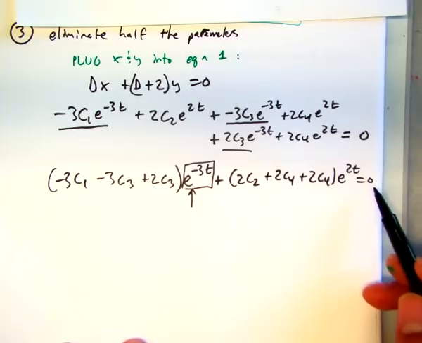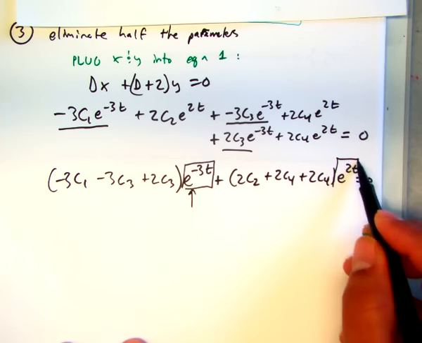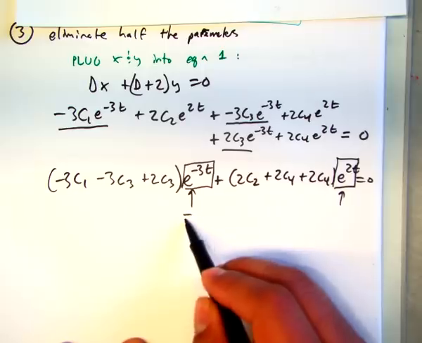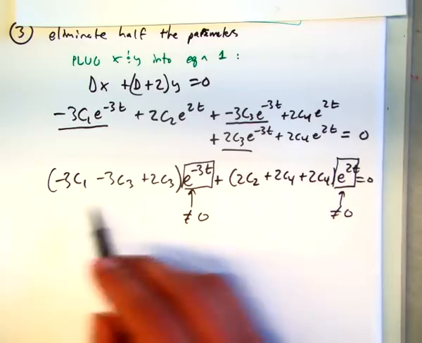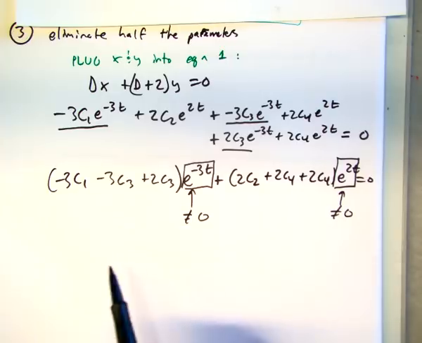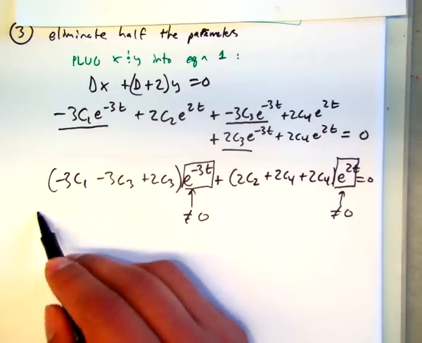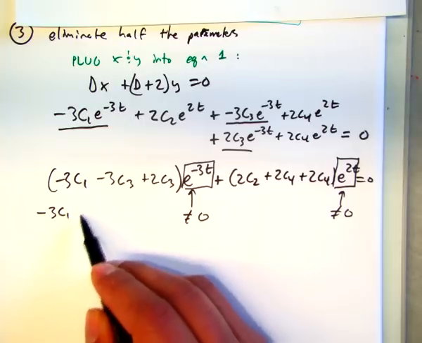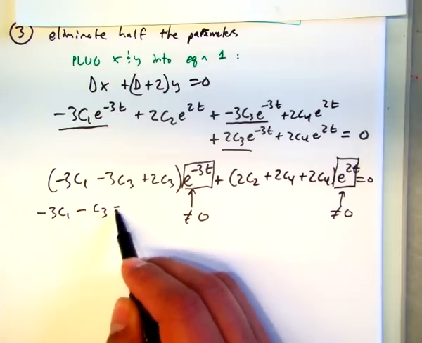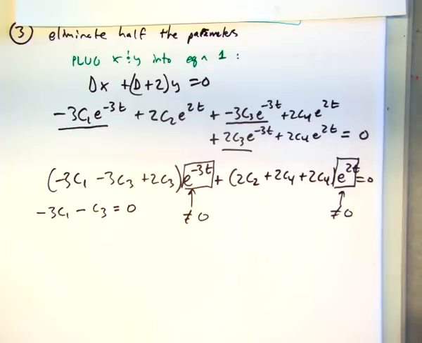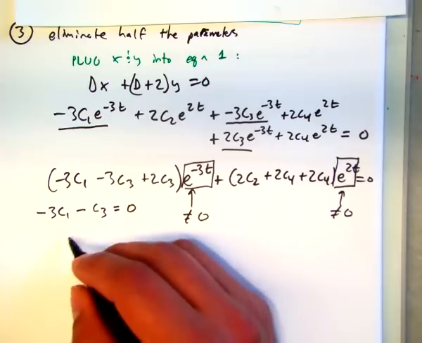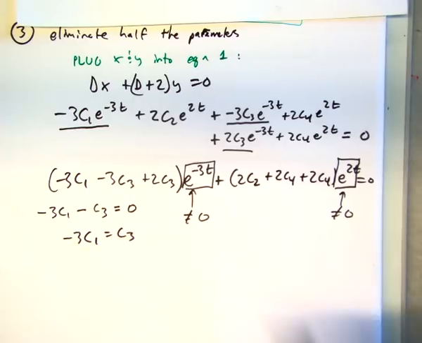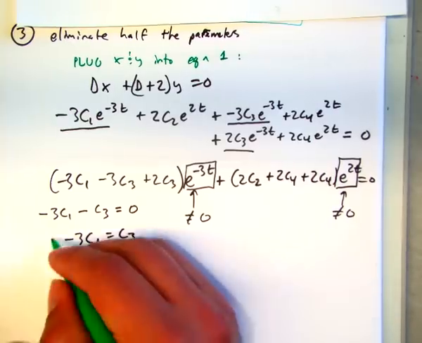Look at what we have on the right. This can't equal 0. Which means then that, yeah, these things have to equal 0, right? So let's set them equal to 0 and see what happens. We have minus 3c1 minus c3, oh, lucky guess, has to equal 0. So we can now express that constant 3 is negative 3 times C1. Okay? So we'll utilize this in a second.